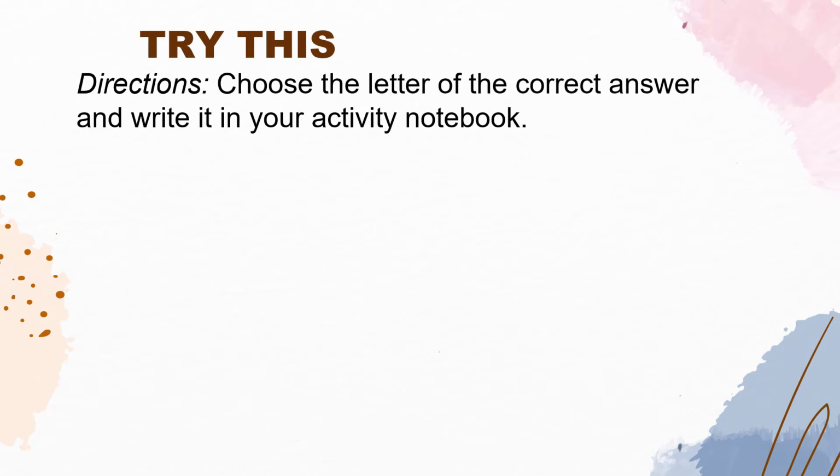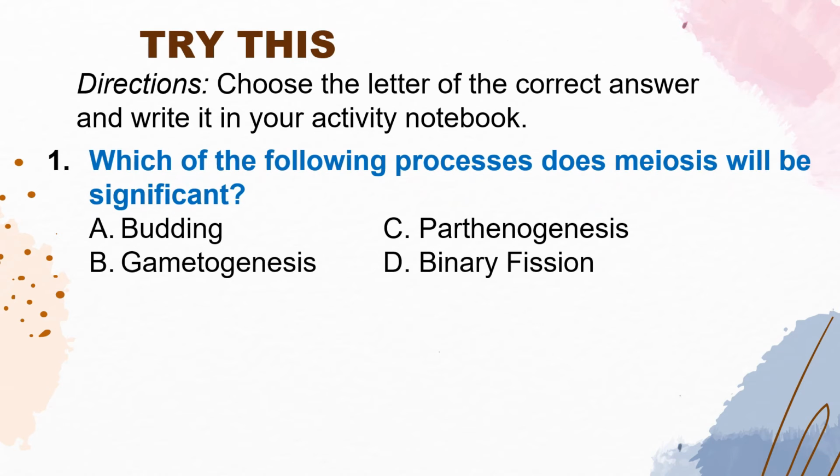Learners, I want you to try this activity for us to measure how much you know about the Mendelian principle of inheritance. Directions: choose the letter of the correct answer and write it in your activity notebook. Number 1. In which of the following processes will meiosis be significant? A. Budding. B. Gametogenesis. C. Parthenogenesis. D. Binary fission.